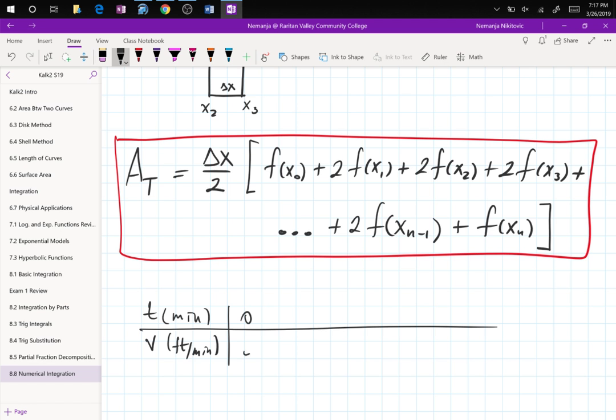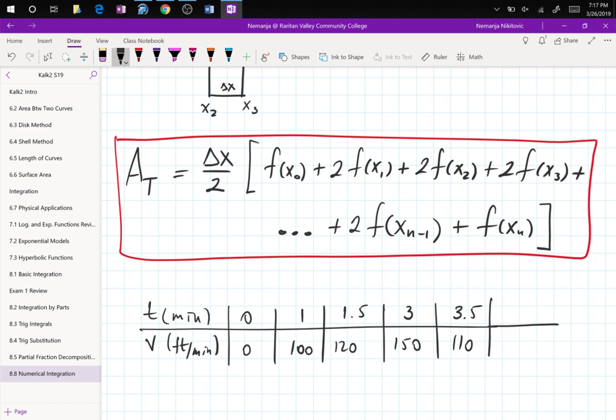So we start with 0, then we have 1 and 100, then 1.5 and 120, then 3 and 150, then 3.5 and 110. Then we have 4 and 90 and 5. So what do we see about the velocity from this data for this balloon?